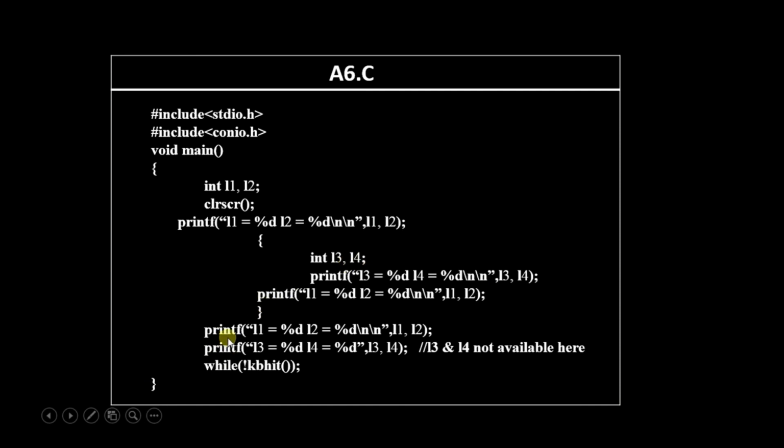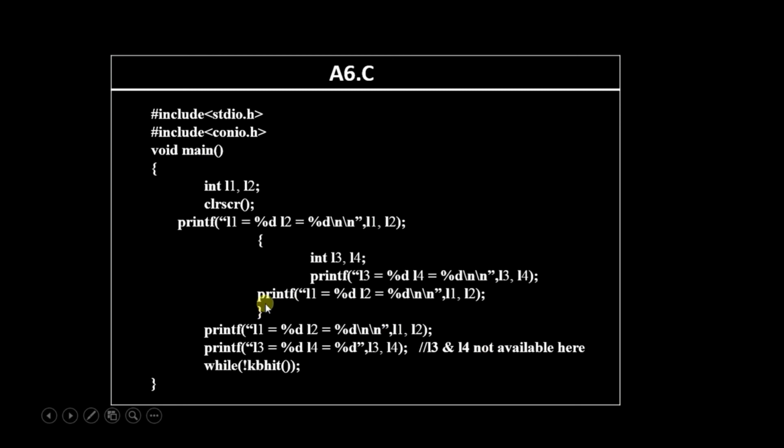So here if you are looking at this, we are using the printf function whose work is to print whatever the variable contains. So i1 is equal to percentage d, i2 is equal to percentage d, backslash n, backslash n. So we can say that i1 is the variable, so the value is going to be stored in it, and i2 is the variable, so the value is going to be replaced here.